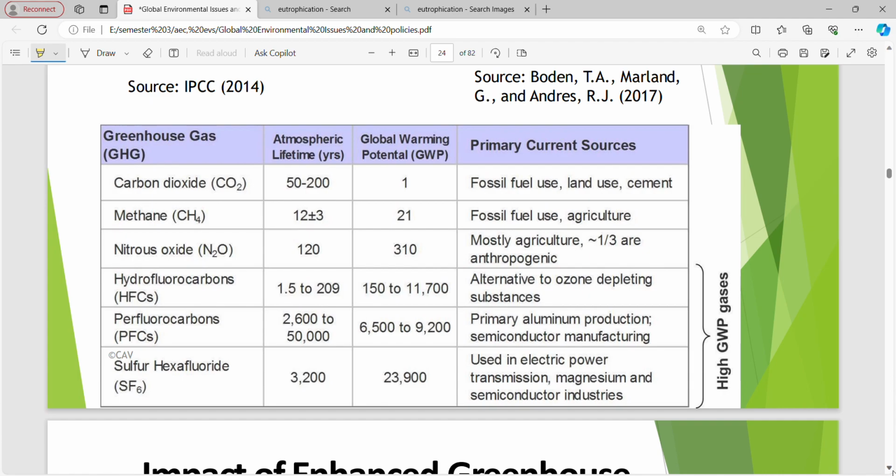So it is just on the primary current sources. Carbon dioxide: fossil fuel use, land use, cement and all. Methane: fossil fuel use, agriculture. Nitrous oxide: mostly agriculture, anthropogenic, 1/3. Hydrofluorocarbons: alternative to ozone depleting substances. Perfluorocarbons: primary aluminum production, semiconductor manufacturing. Sulfur hexafluoride: used in electric power transmission, magnesium, and semiconductor industries.